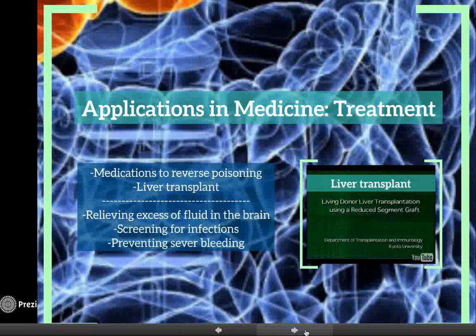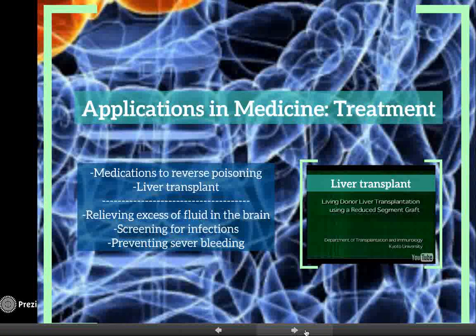During a liver transplant, a surgeon removes your damaged liver and replaces it with a healthy liver from a donor. Now, the treatment for complications. It goes from relieving the excess fluid in the brain. Cerebral edema caused by acute liver failure can increase pressure in your brain. Medications can help to reduce this fluid buildup in your brain.